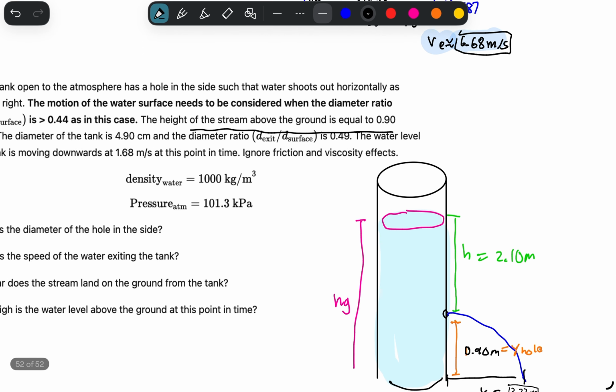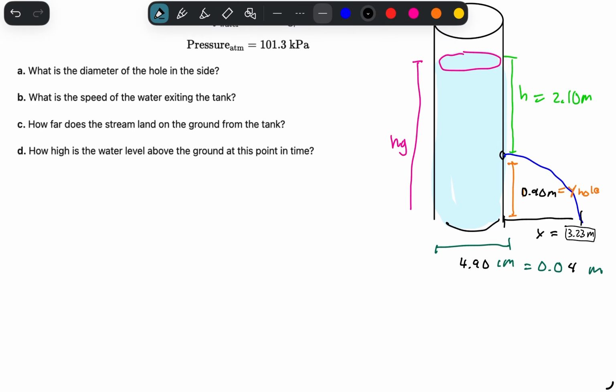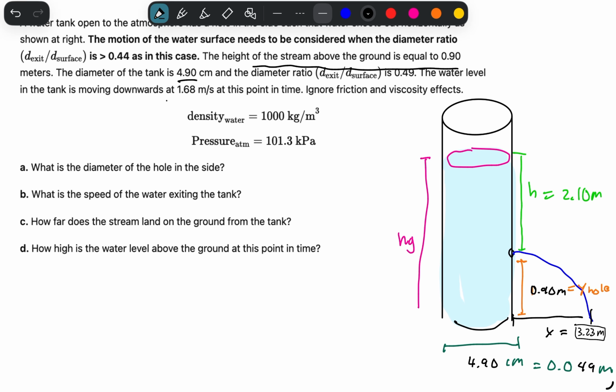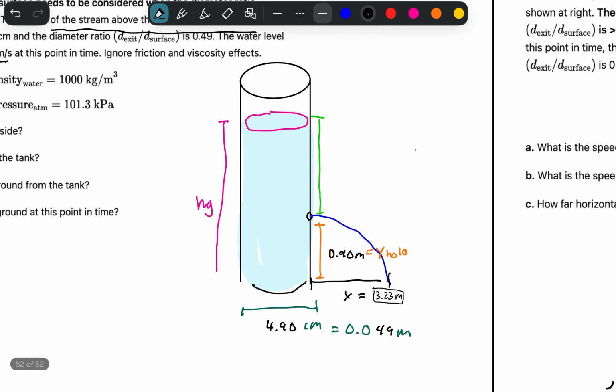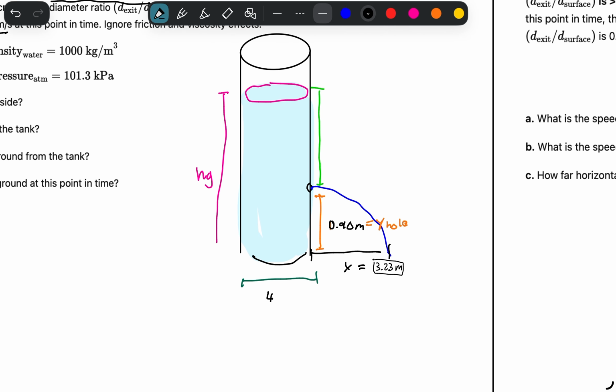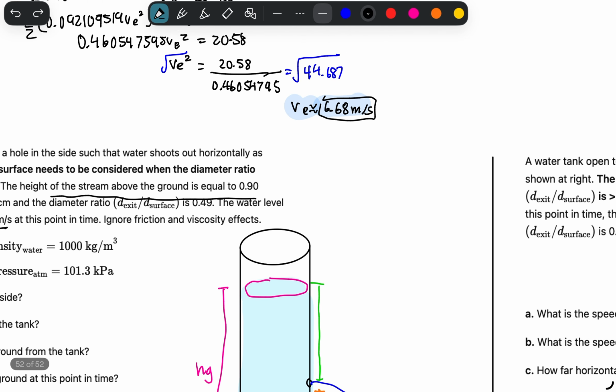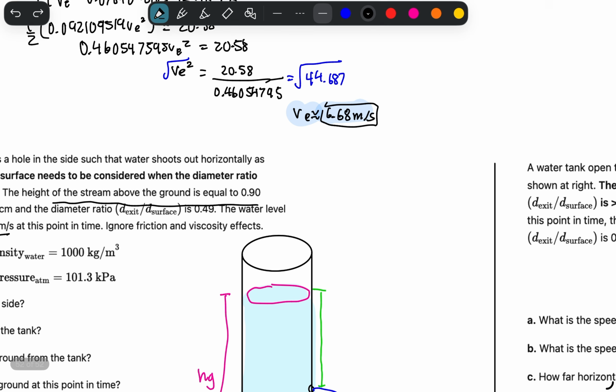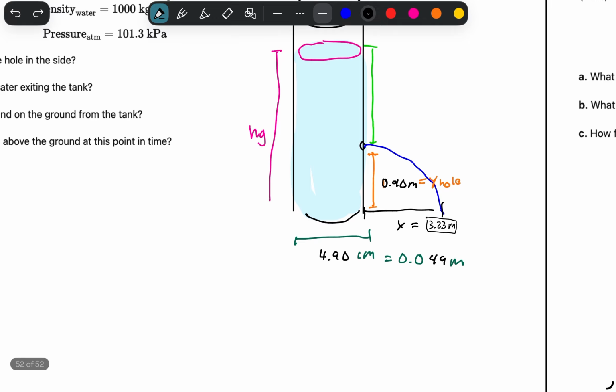And then the diameter is 4.90 centimeters, aka 0.049 meters. We have that the water level in the tank is moving at 1.6 meters per second at this point in time. So let's write down what we have. Y hole above the ground, 0.9 meters. Diameter of the surface. Actually, it's going to be the same because it's going to be like a cylinder in this case. So it would be the same at the surface as it is at the exit.